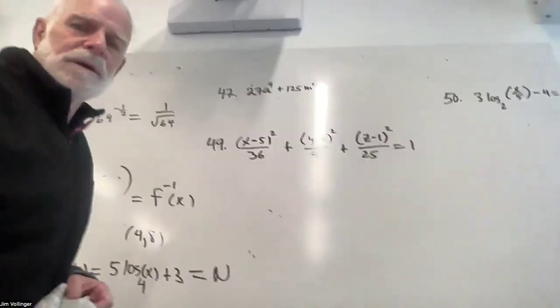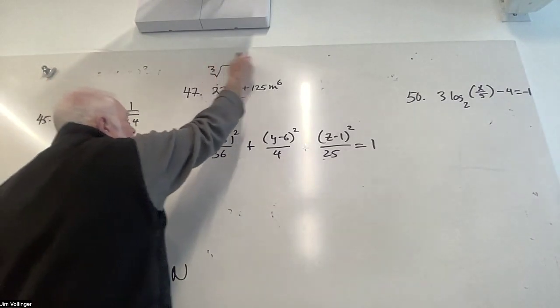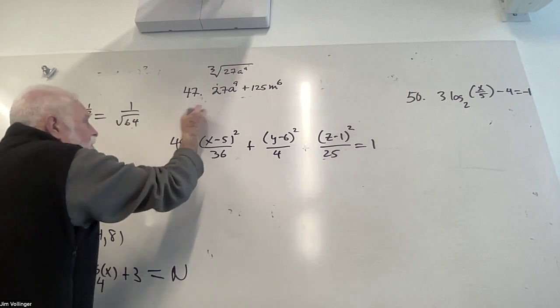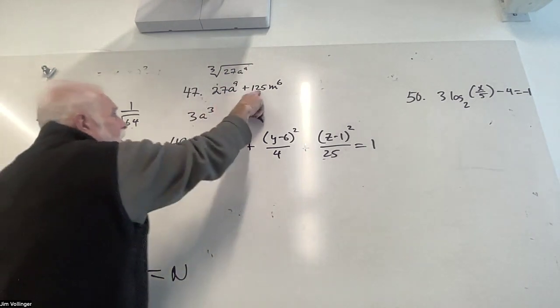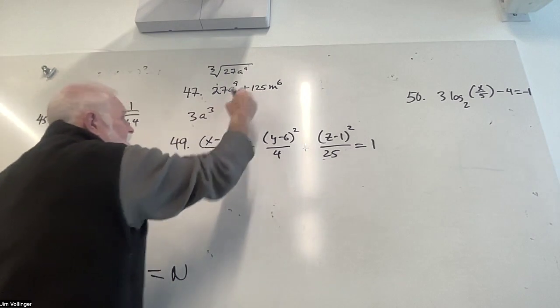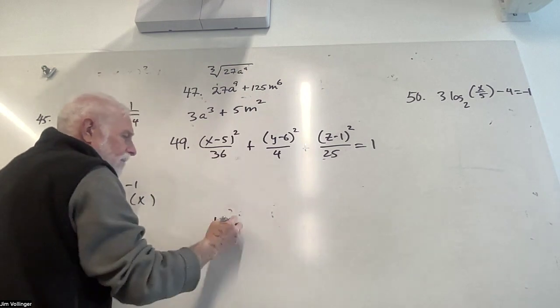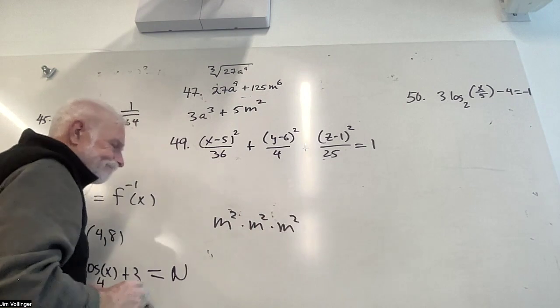Okay, a little harder. Sum of 2 cubes is a product. We've been working on the cube root of 27a9. I hope you're saying 3a to the 3. Hope you're saying that. Cube root of 125, m to the 6. I hope you're saying 5m squared. Remember what m squared times m squared times m squared gets you.